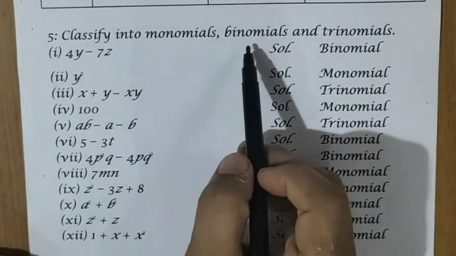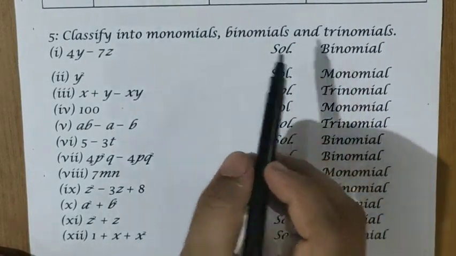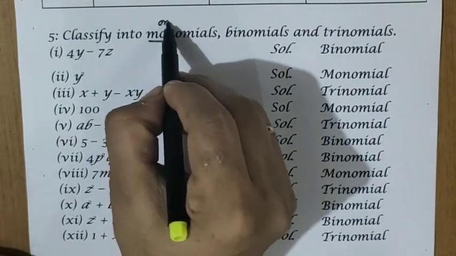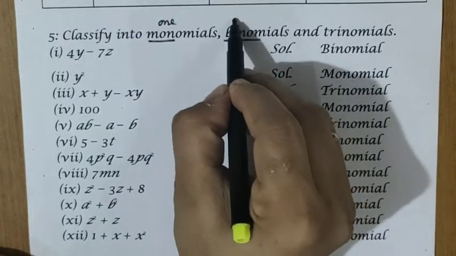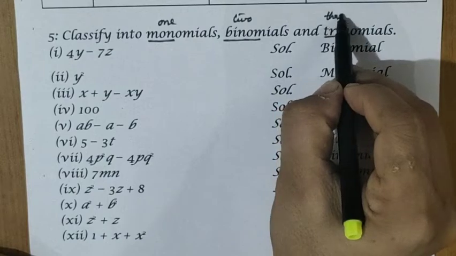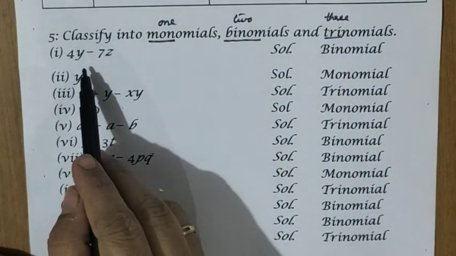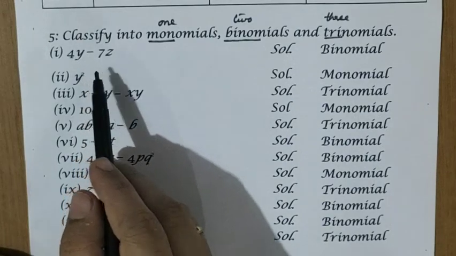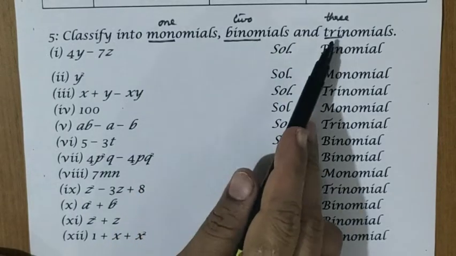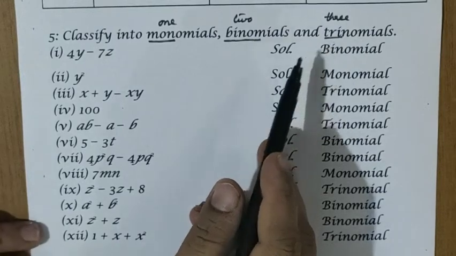Classify into monomial, binomial and trinomial. Do you remember the definitions we have studied? An algebraic expression containing only one term is called a monomial. Binomial means 2 terms, right? And trinomial means 3 terms. Got it? Now we have to identify from the questions which are binomial, monomial and trinomial. Mono means 1, bi means 2, tri means 3. So monomials, binomials, trinomials. Let us see that.